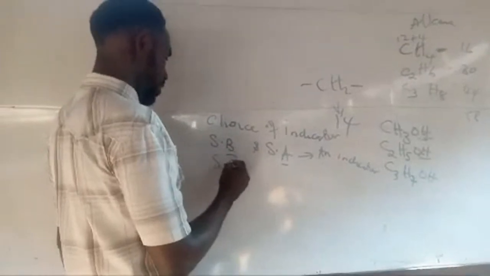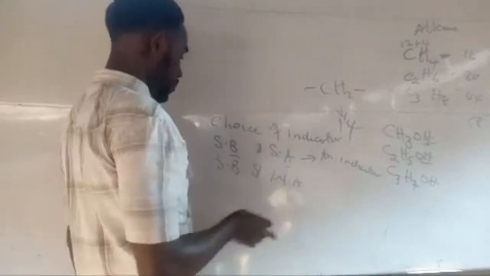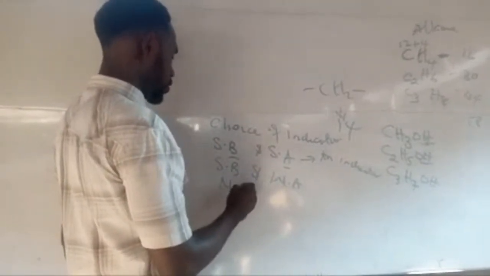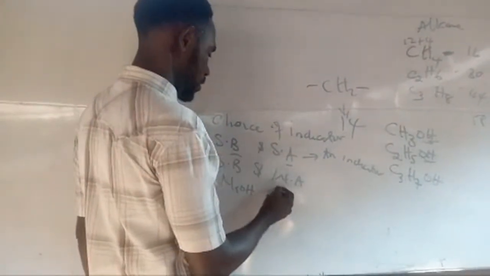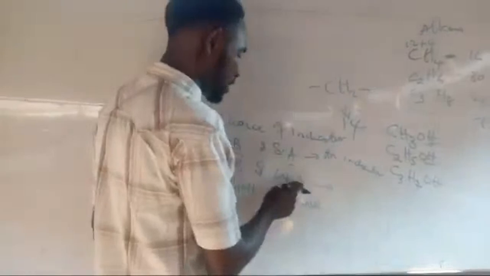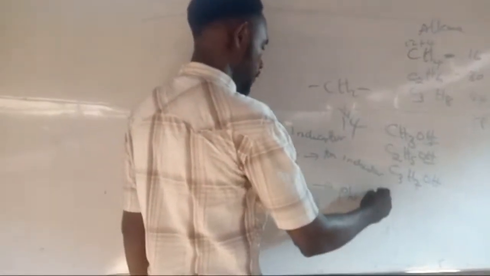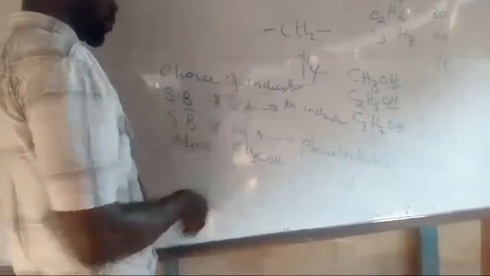Then when the titration is between strong base and weak acid, good example is when we are titrating sodium hydroxide versus any organic acid, let us say ethanoic acid, CH3COOH. This type of titration, the choice of indicator is phenolphthalein. When the acid is weak, you use phenolphthalein. So phenolphthalein is the most suitable in a titration between strong base and weak acid.